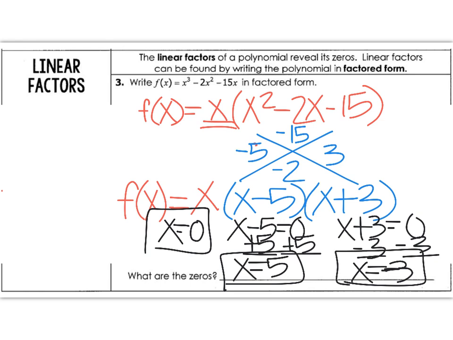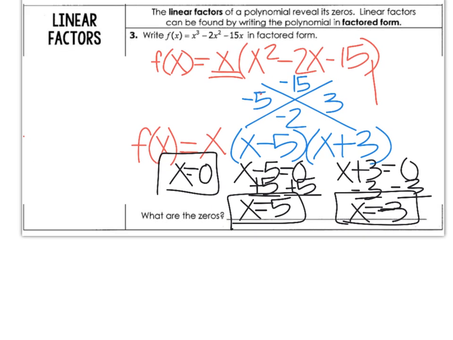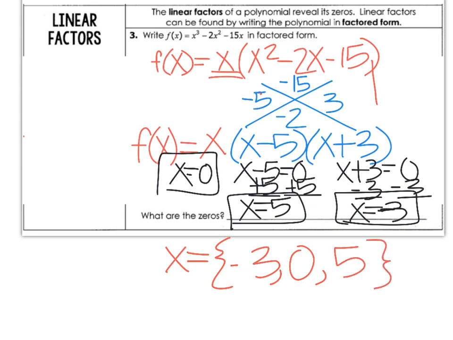So if we were to answer the question, what are the zeros here? All right, what are the zeros? We would want to write our final answer. Oops, let me move this up a little bit. Our final answer, we would want to write it as x equals -3, 0, and 5. And we always write it from least to greatest. Those are the zeros of this polynomial function. And we can easily identify them by factoring out our polynomial or writing our polynomial in factored form.